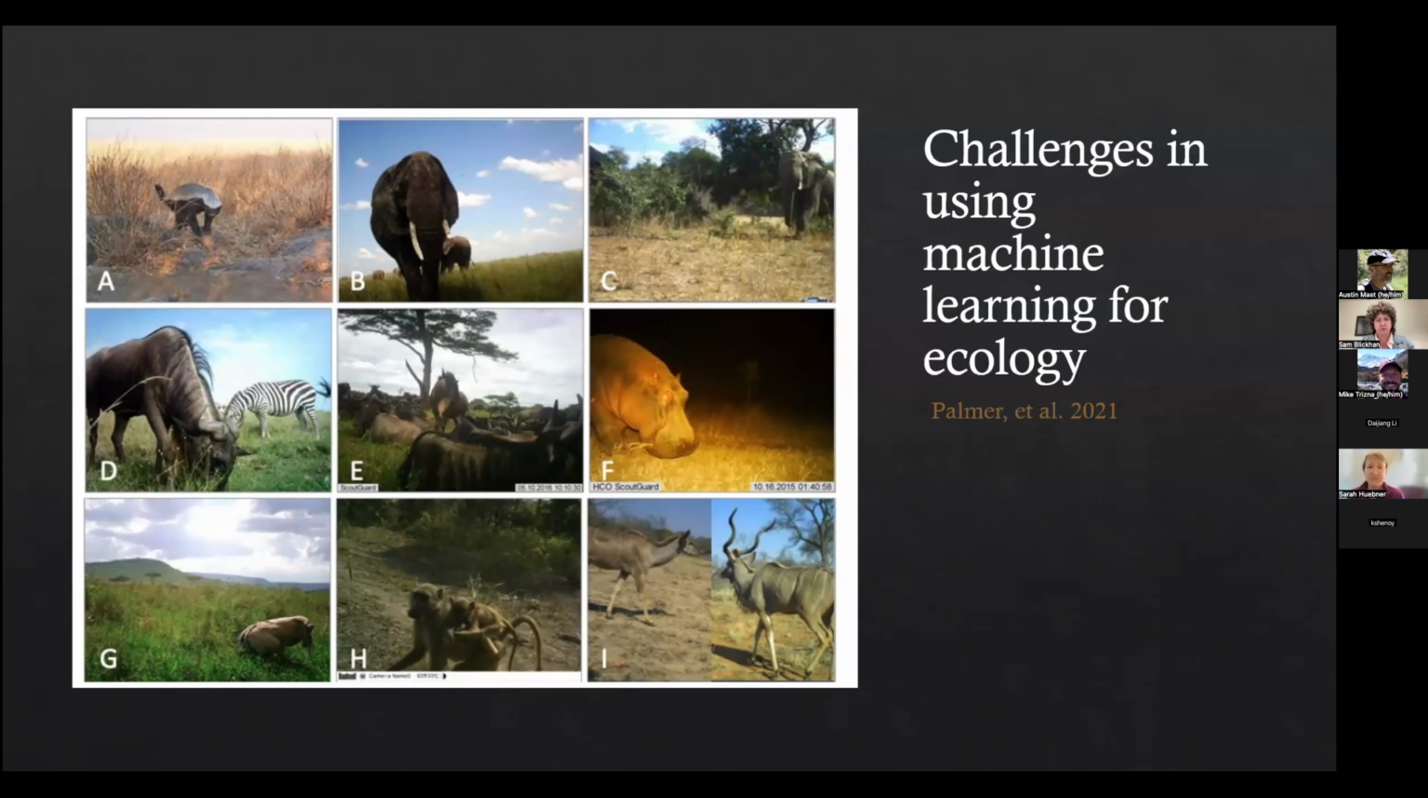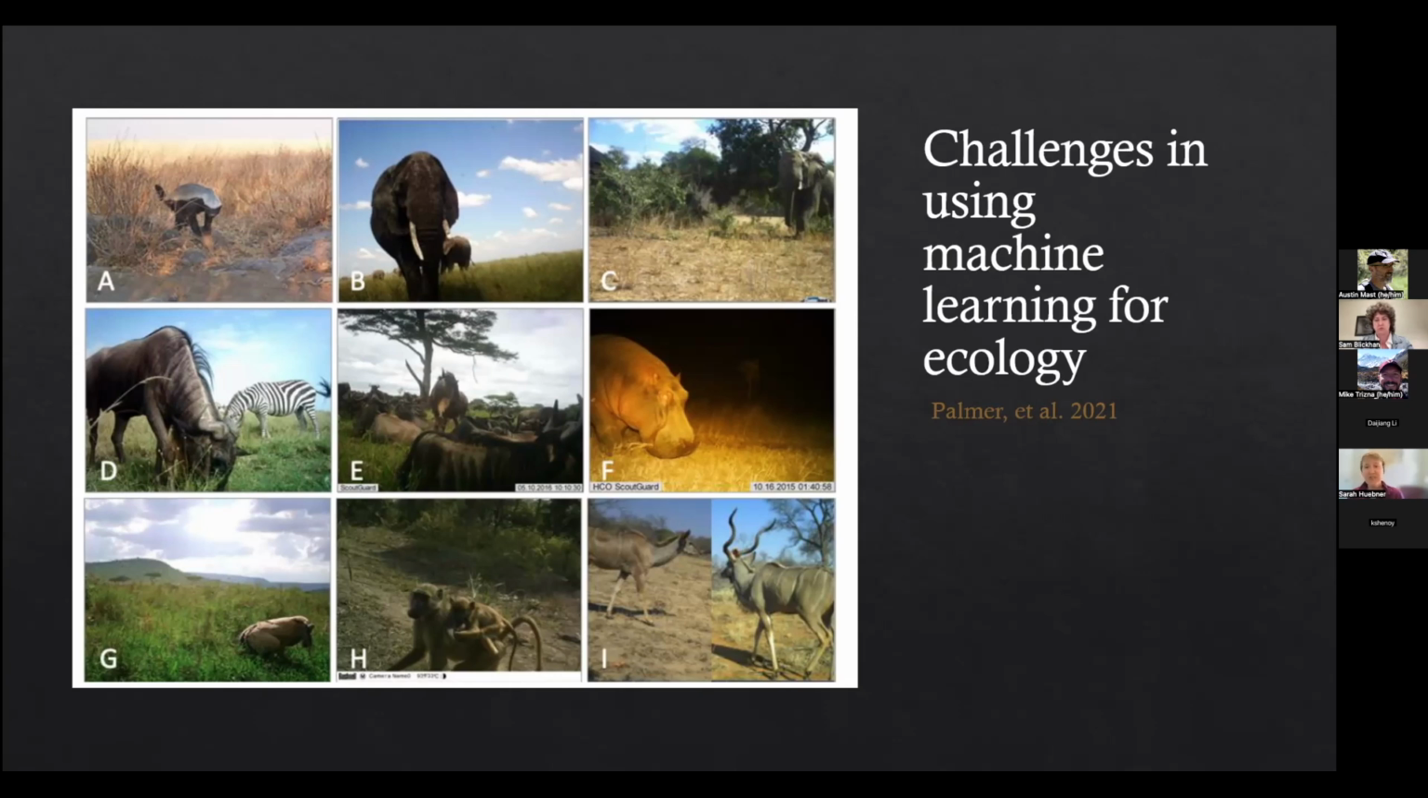These are all examples of images that are difficult for algorithms to accurately classify. Starting with the honey badger there in A, we don't have very many images of them. They're rare within the data set, meaning we don't have a lot of training samples. B and C show elephants in different backgrounds, which is very common when you're looking across 50 different sites.